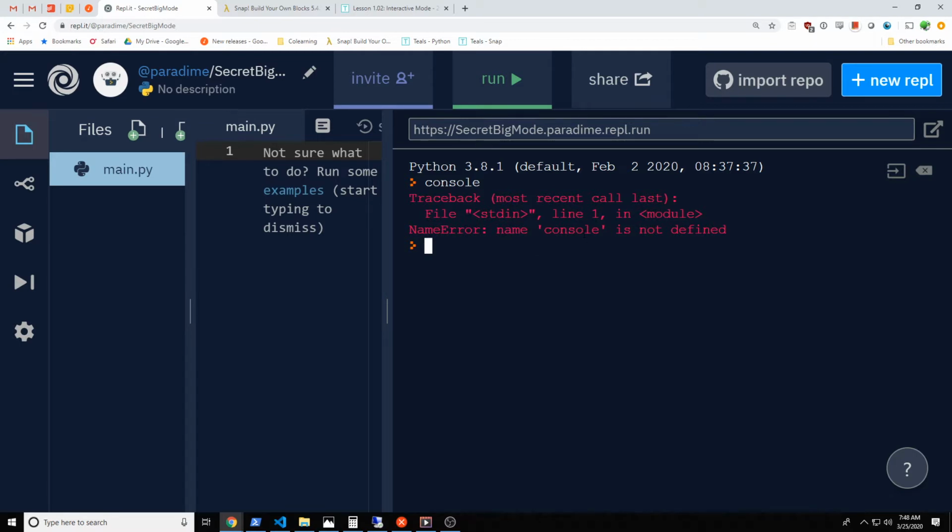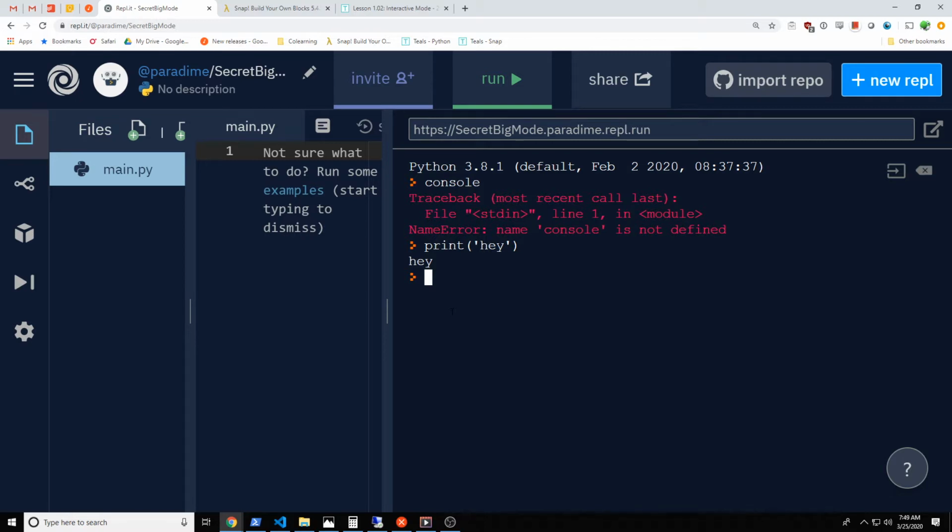For example, if I wanted to print, hey, it'll just print right here. It'll run this line of code. This is the output of the code, and then it allows me to enter something else again. So it's a direct line to communicate with Python.